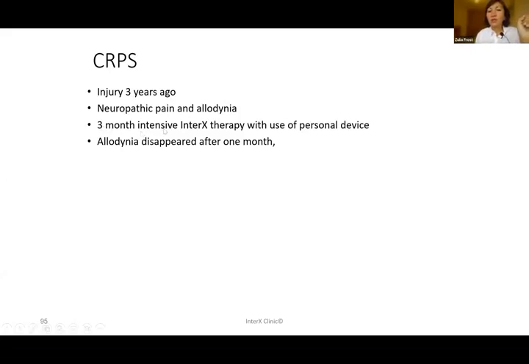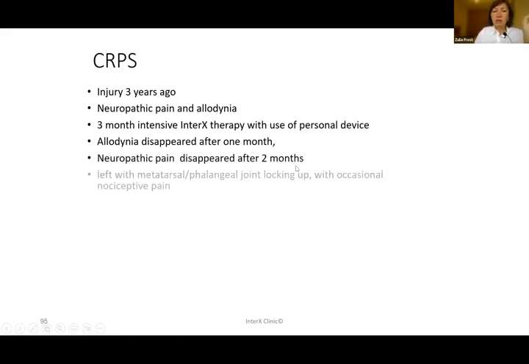And within 3 months, allodynia was completely arrested, even in the first months. But neuropathic pain disappeared after 2 months. And the left metatarsal phalangeal joint was still locking, but it had become nociceptive pain, so not neuropathic, which was easier to work with because then we can work locally.